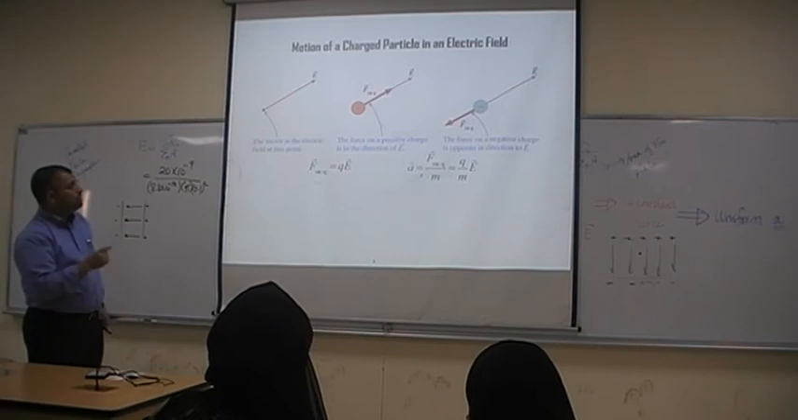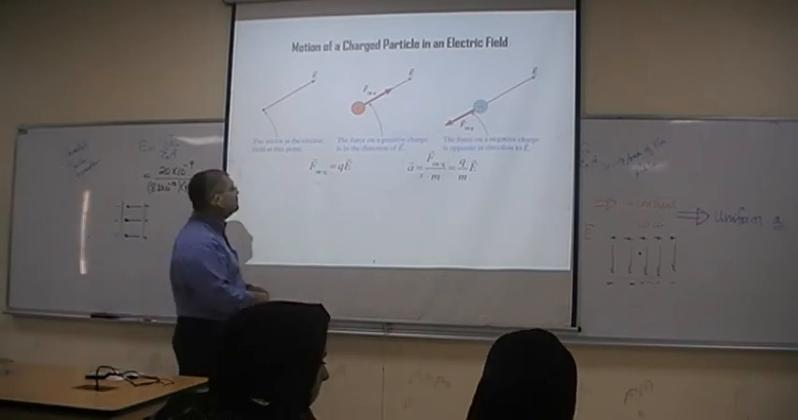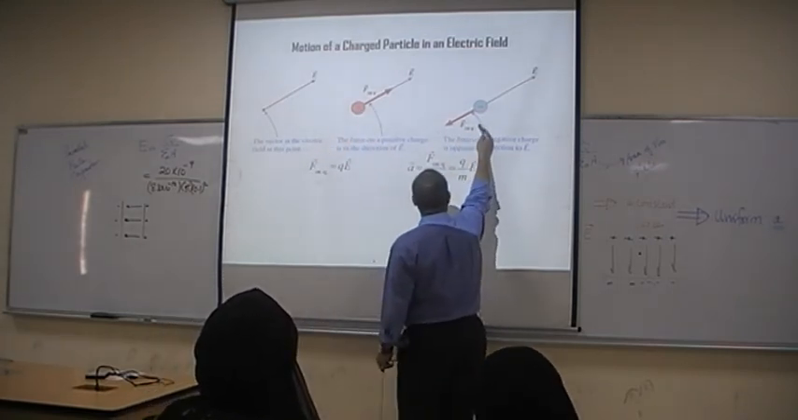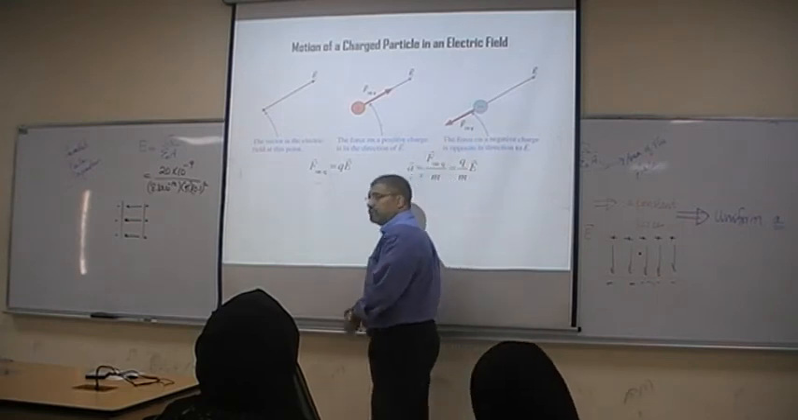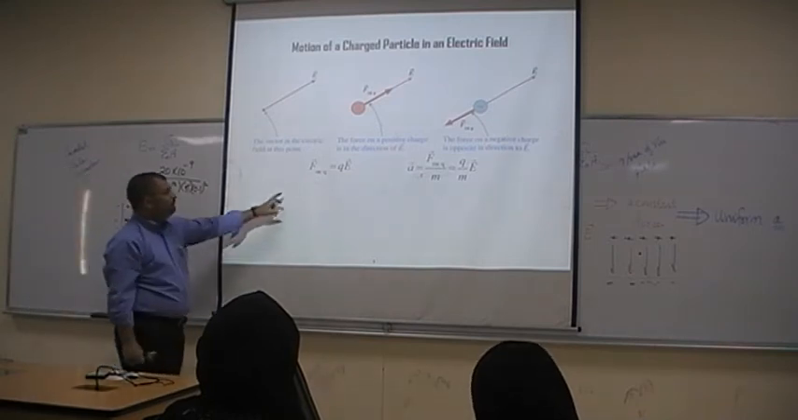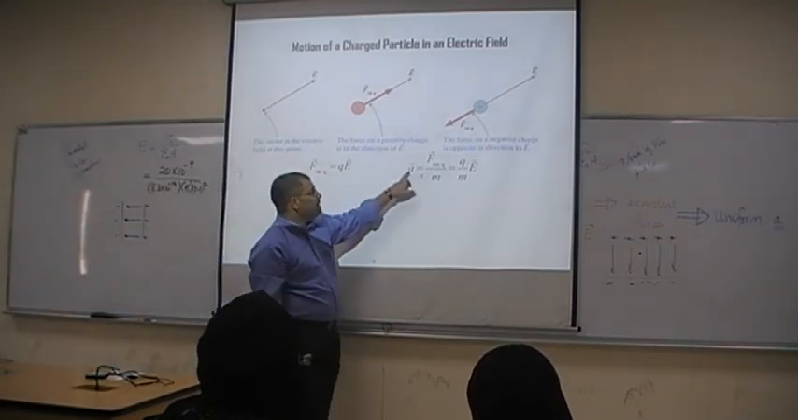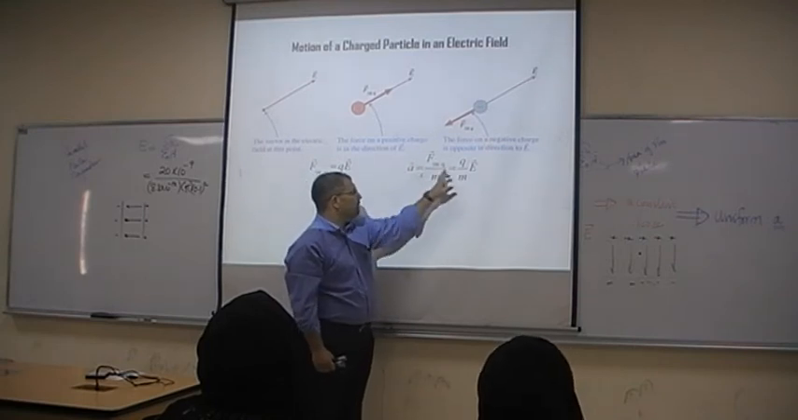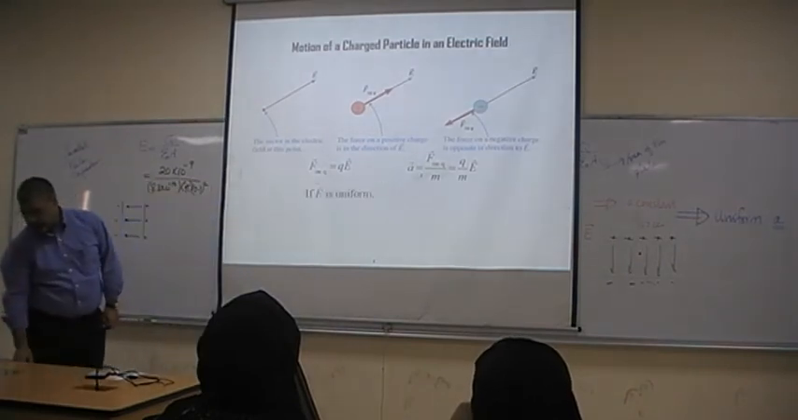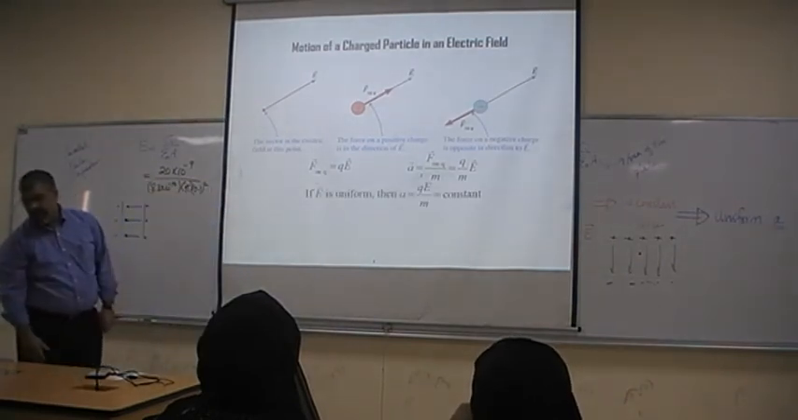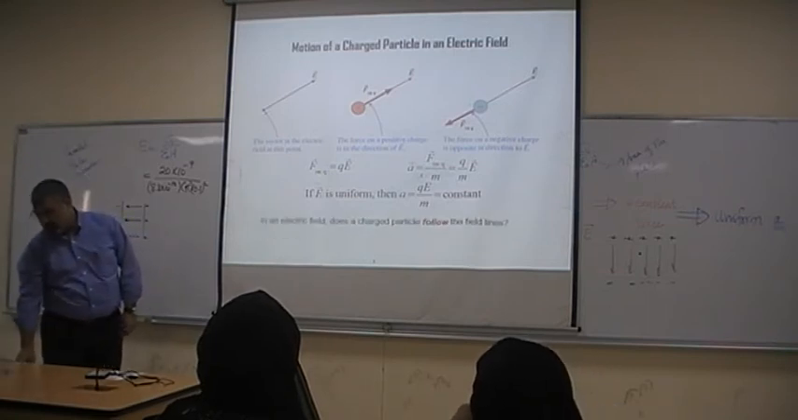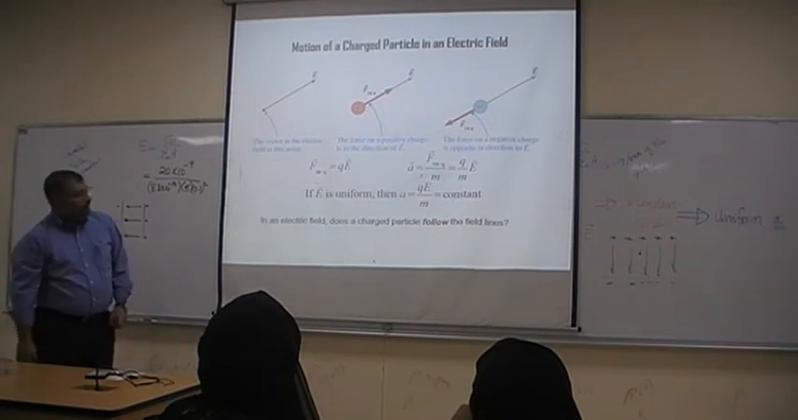We talked about the motion, the difference between a negative charge and a positive charge. If it is a positive charge, then the force is along the electric field line. If it is a negative charge, then the force is opposite to that, so if it is to move, it's going to move in the opposite direction. F is equal to QE, and the acceleration A is equal to F over M, which is Q over M multiplied by E. If E is uniform, then A is also constant acceleration.